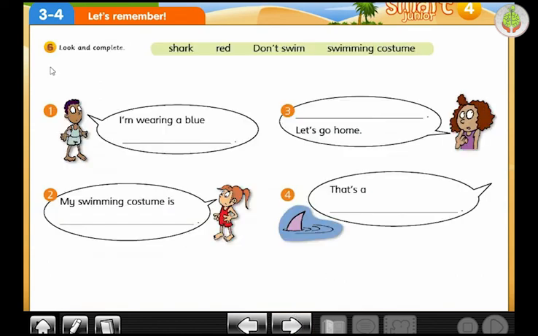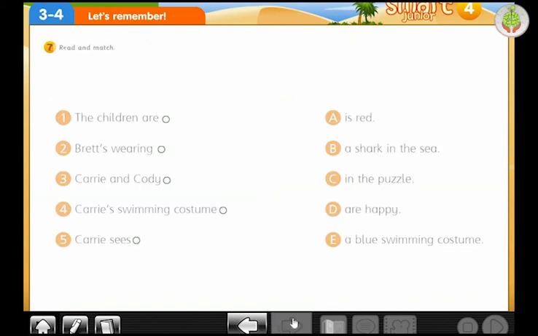Let's go to exercise 6. Look and complete. We have shark, red, don't swim, swimming costume. Number 1. I'm wearing a blue swimming costume. Number 2. My swimming costume is red. Very good. Number 3. Let's go home. Don't swim. Let's go home. It's a part of the story that we took. Number 4. That's a shark. Excellent. Please write it down in your book.